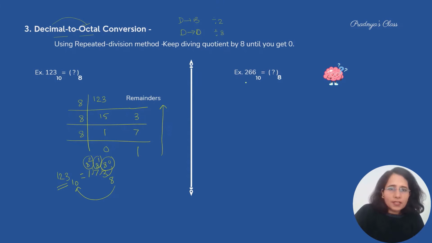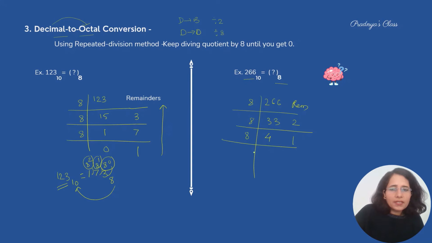Here you can see there is one more example. We have to convert 266 to the octal number. So let's try it. So the number is 266 and we have to record the remainder. So try dividing it by 8. It will go 33 times and the remainder is 2. Again we can divide by 8. So 8 4s are 32. So we will get remainder 1.